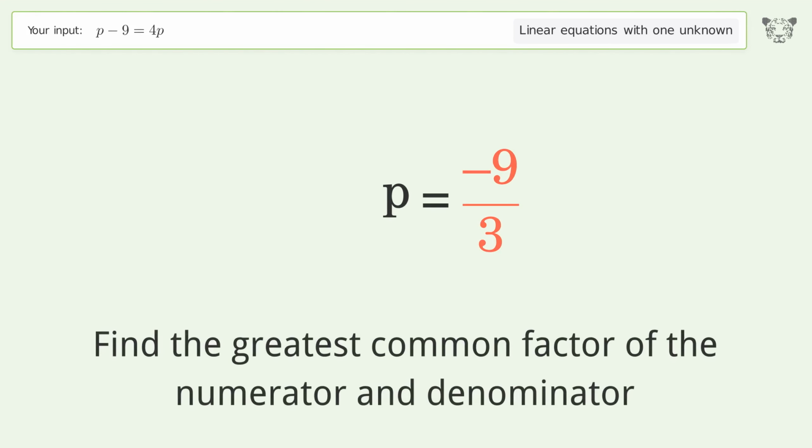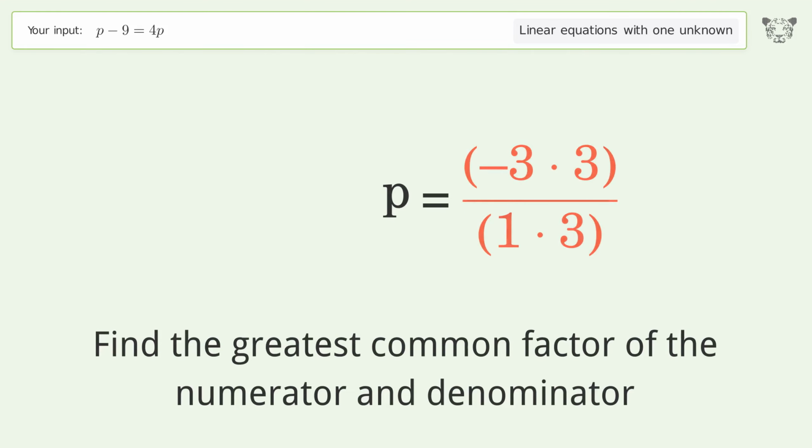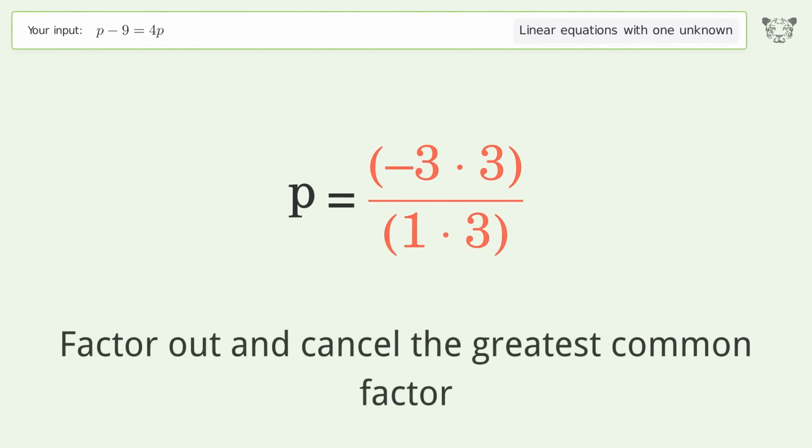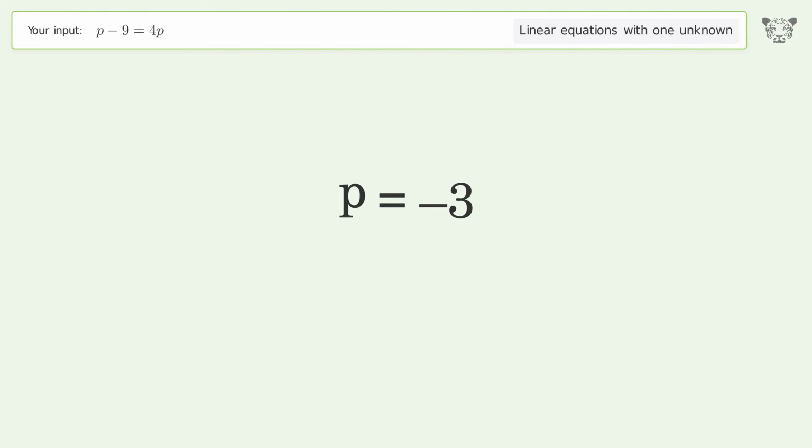Find the greatest common factor of the numerator and denominator. Factor out and cancel the greatest common factor. And so the final result is p=-3.